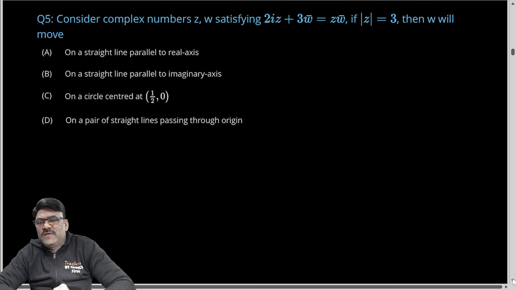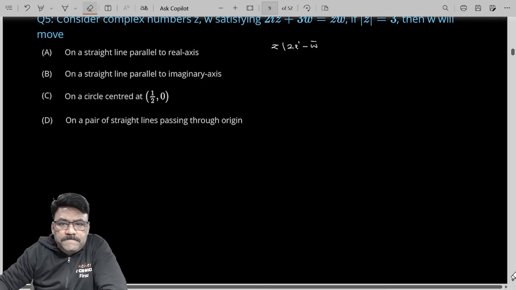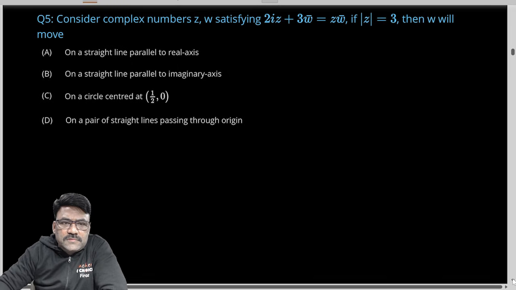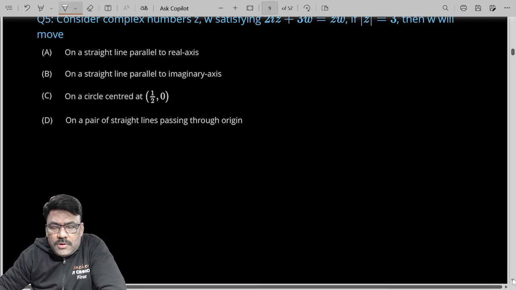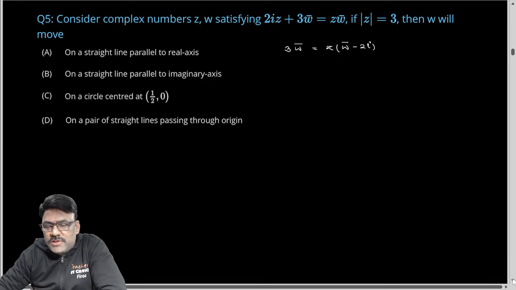Since mod z is given as 3 here, let's find z first. I can write 3 omega bar is z times omega bar minus 2 iota.